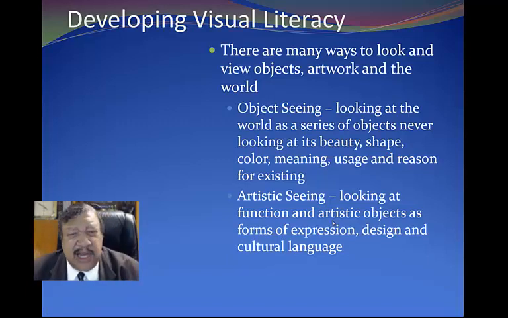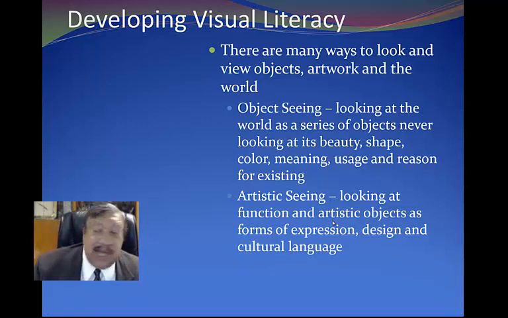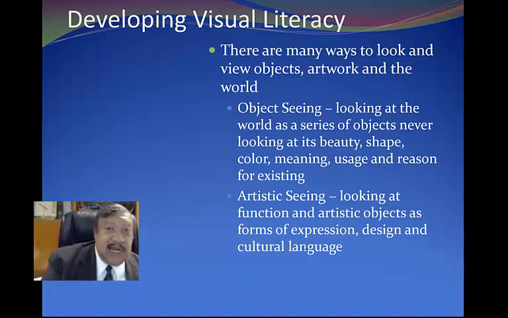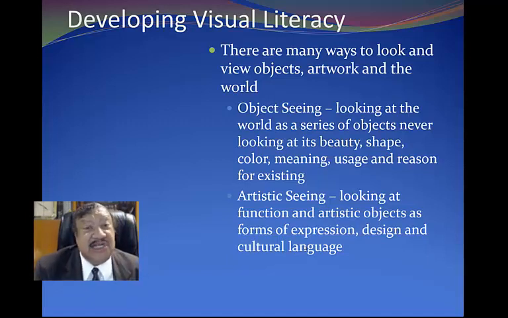And there are two particular ways of seeing that I've always talked about, and you will understand it as you read your textbook and look at the works we are going to study this semester. A lot of people, I don't mean to be critical, are what we call object seers. If the chair is in the way and they're going out, they never see the chair. If the car is parked there, they never notice what kind of car it is. It's just an obstacle. So some people see the world as a series of objects, never looking at its beauty, its shape, the fact that an artist designed it, its meaning or its usage or reason for existing.